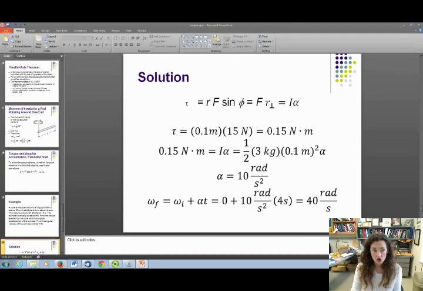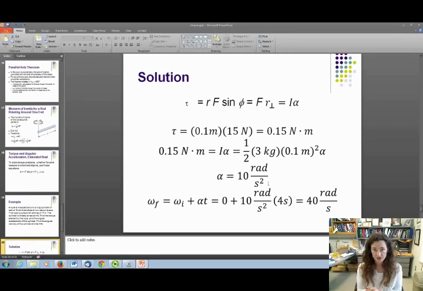Now, if you use your chart, it says that it's a cylinder, and it's free to turn about its own symmetry axis, which would be right through the center of that cylinder. So if you remember from the table, and if not, you could always look it up when you're doing your own problems, the moment of inertia for that extended object is 1/2 mr squared, where r is the radius of the cylinder. So you've got I, which is 1/2 times 3 kilograms times 0.1 meters squared, and then times alpha is equal to our torque, which is 0.15 newton meters. And then you solve for alpha, and you get 10 radians per second squared.